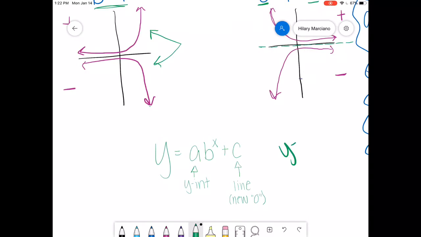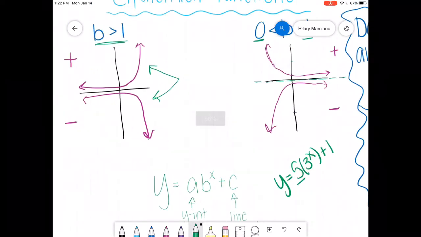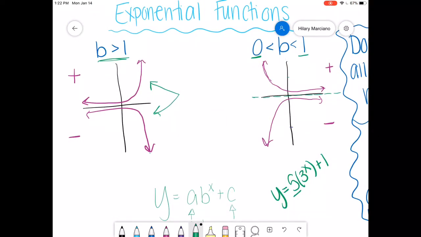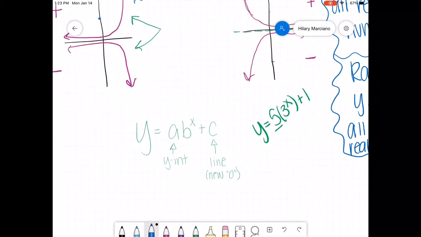Say we have something that looks like this: y equals 5 times 3 to the x plus 1. So we're looking for something that intercepts the y-axis at 5. Then we're looking at 3 to the x. Is that a number greater than 1 or between 0 and 1? Since it's greater than 1, we know that we're going to use this one up here. It's going to look like this graph, but it's going to intercept up here at 5. The other thing we're looking at is this number 1.